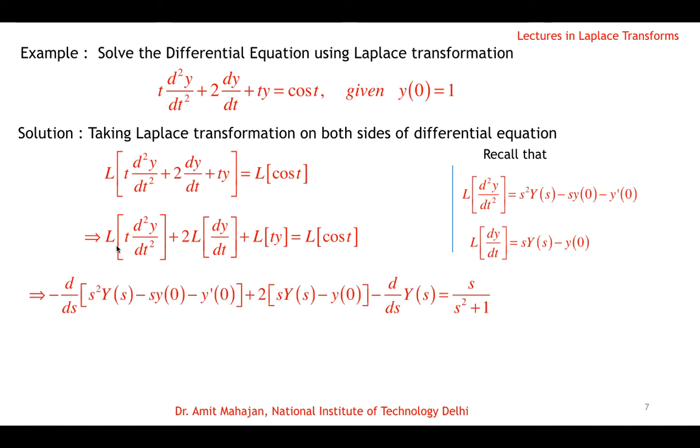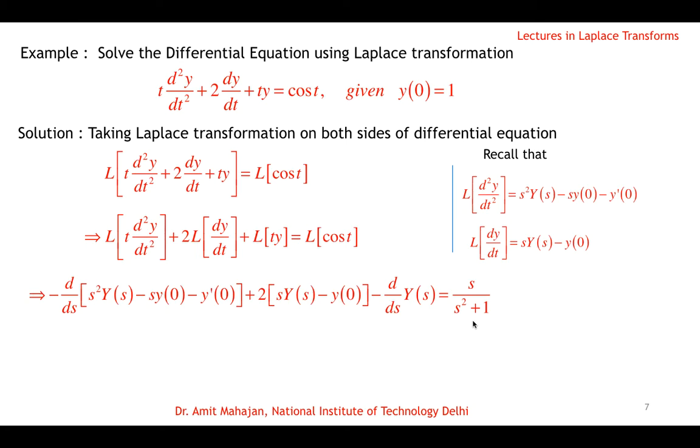So for the Laplace of the second derivative multiplied with t, multiplication with t means minus the first derivative with respect to s of whatever is the Laplace of the second derivative, and that is s square Y(s) minus s y(0) minus y'(0), plus 2 times the Laplace of the first derivative, which is s Y(s) minus y(0). So plus 2 times (s Y(s) minus y(0)), plus the Laplace of t times y, so again multiplication by t means minus the first derivative with respect to s of the Laplace of y, which is Y(s), and on the right hand side is s over s square plus 1.